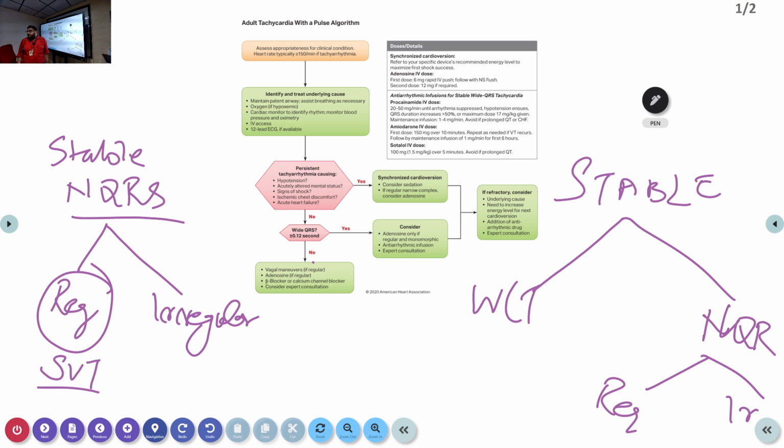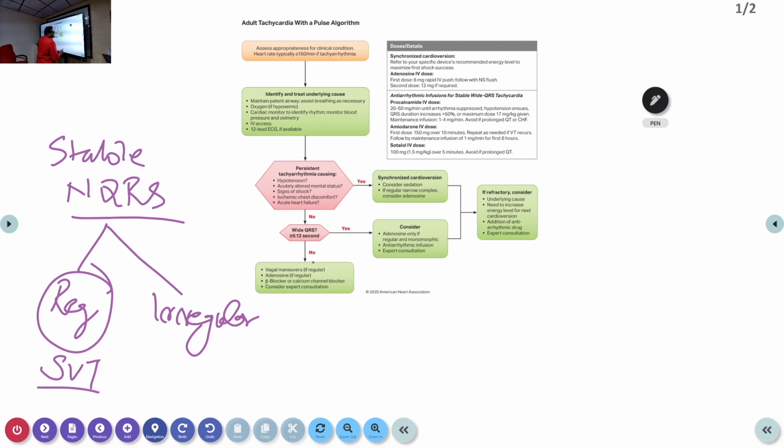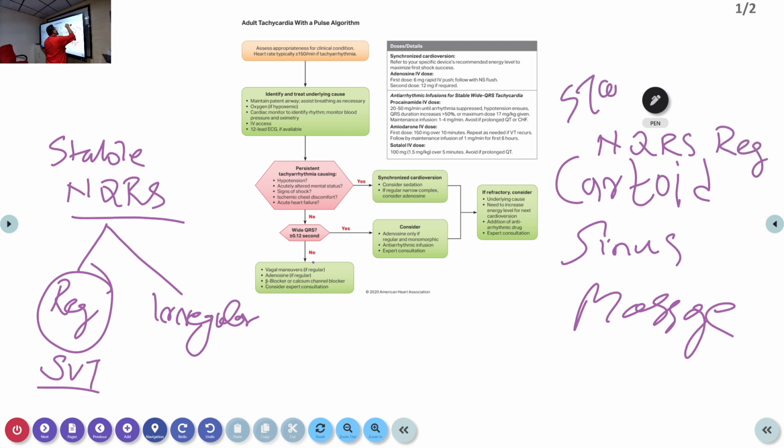You can try something called vagal maneuvers. The most common preferred one is carotid sinus massage. So when you have a narrow QRS, regular, stable tachycardia, otherwise SVT, you can do vagal maneuvers. The most important one is carotid sinus massage.